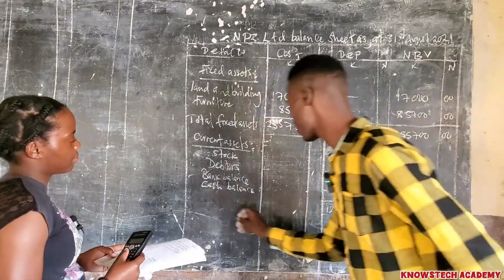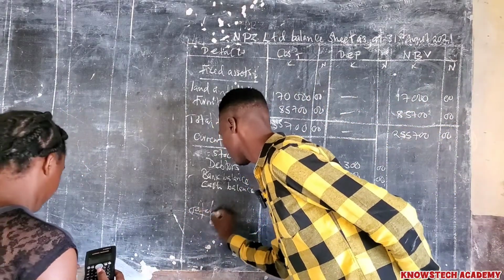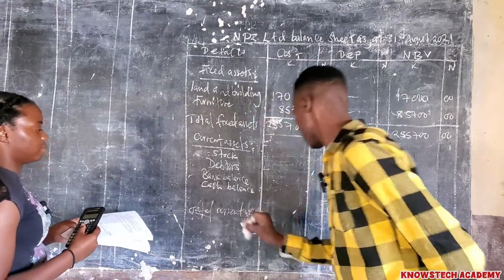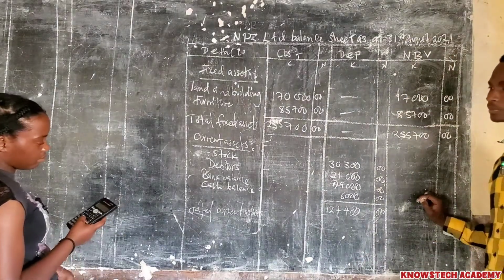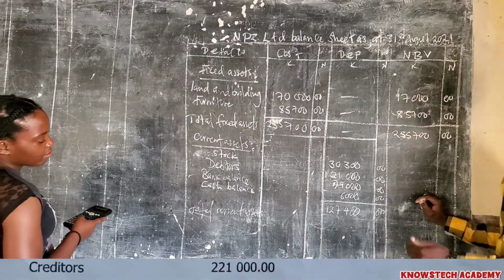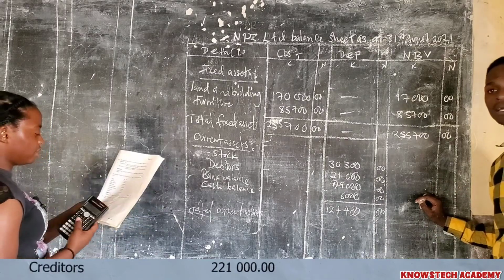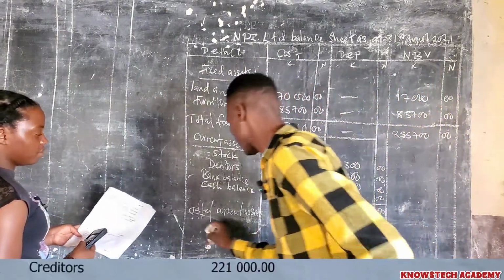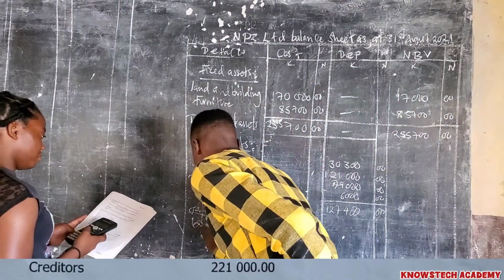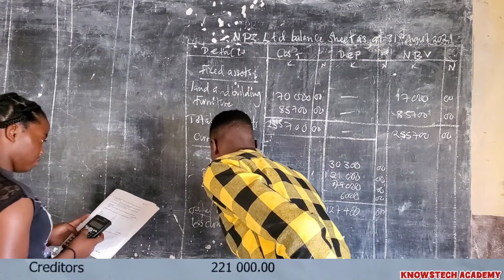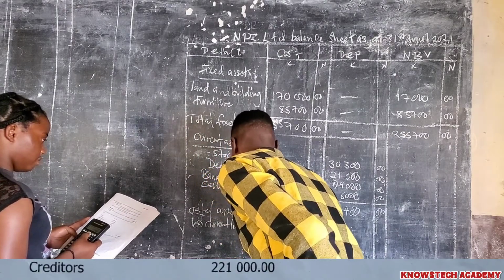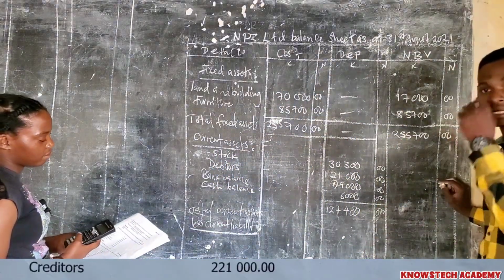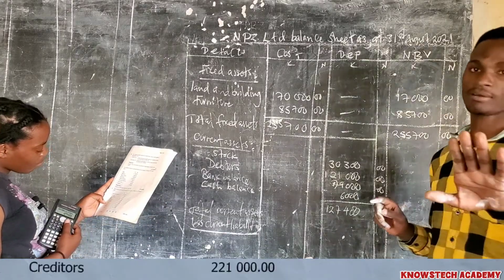So this is total current what? Assets. So total current assets. Then what do we go to? Current liabilities. Since current liabilities are subtracting, we're going to write less current liabilities. Okay, we underline like that. We draw a line.